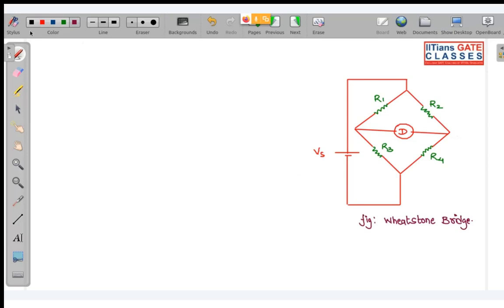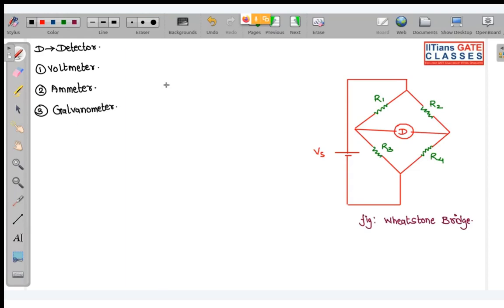Now, what is this D? D is your detector. The detector can be any one of the three: it can be either a voltmeter, an ammeter, or a galvanometer.